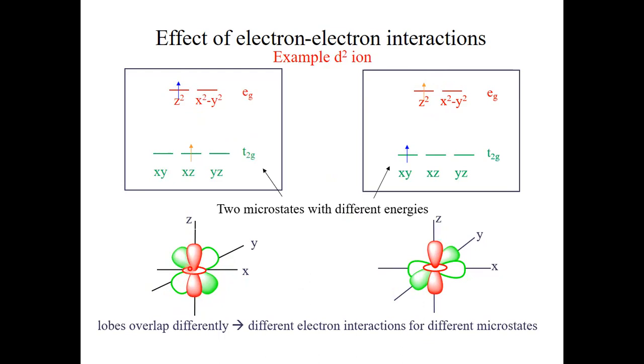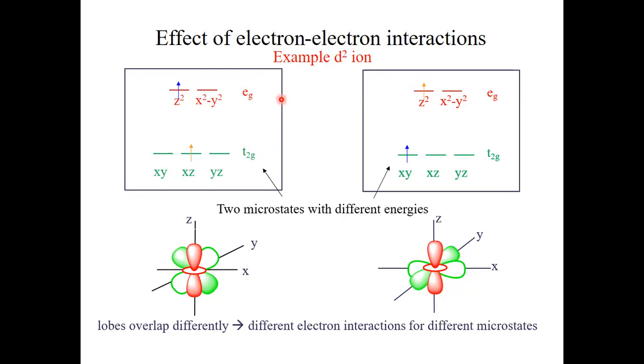So, taking this into consideration, it becomes plausible why the electrons in this case interact differently than in that case. And that leads to different energies for these two different microstates that belong to the same state, meaning that one electron is in a T2g orbital and the other electron is in an eg orbital.